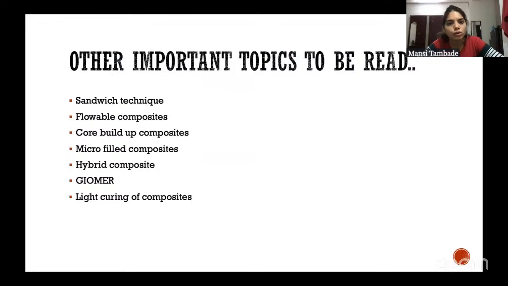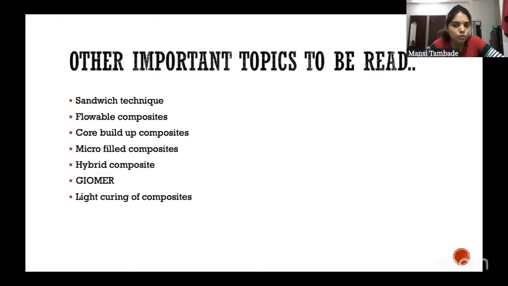Then another important topic you should definitely read is the sandwich technique. Okay, I have briefly discussed this in GIC, but you should definitely read it because it is common to both the GIC and composite chapters. Okay, should definitely give it a read.